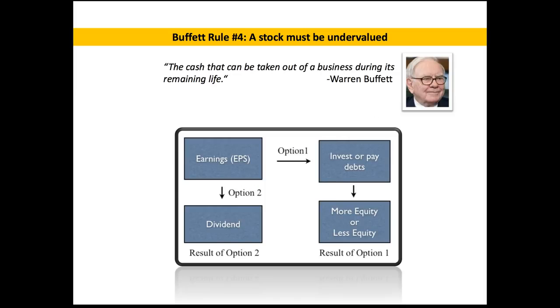So when he says the cash that can be taken out of a business during its remaining life, what does he mean by that? Well, when he's assessing that cash that can be taken out of the business, what he's actually referring to is, if I could take all the profit that the company's going to make over X number of years that I would own it, how much would that add up to? And so what he does is he does it for 10 years into the future.